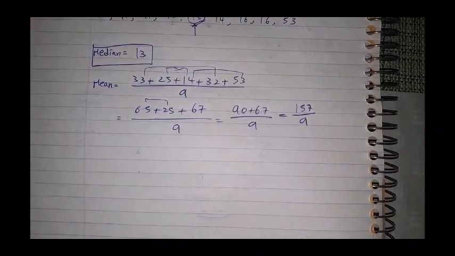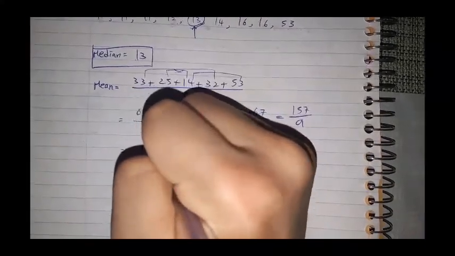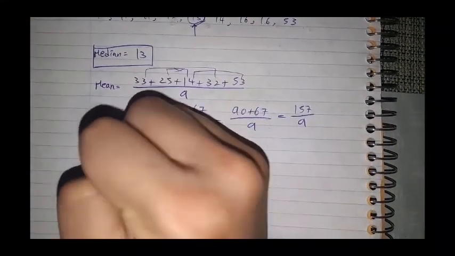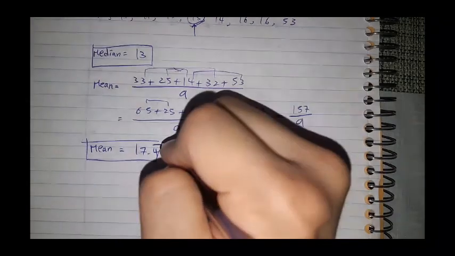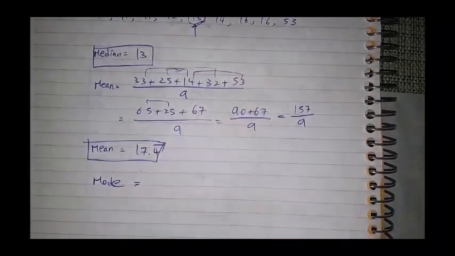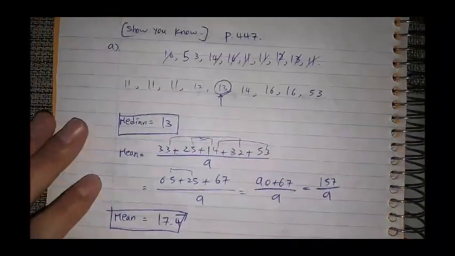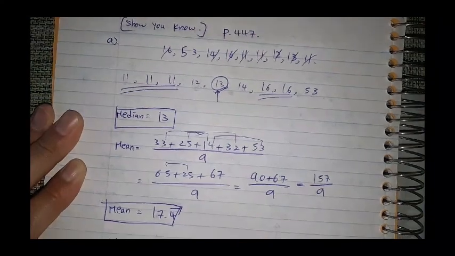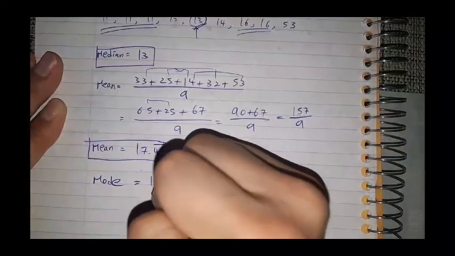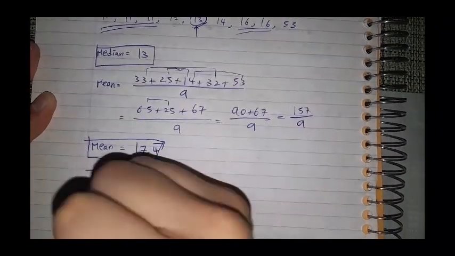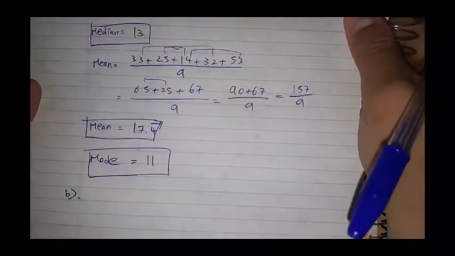I decided to use a calculator too. It's about 17.44444 repeating. That is my mean value. And mode, which one is repeated the most? If you look at it, 11 repeated 3 times and 16 repeated 2 times. So 11 is mode. Now let's figure out which method is the best one.